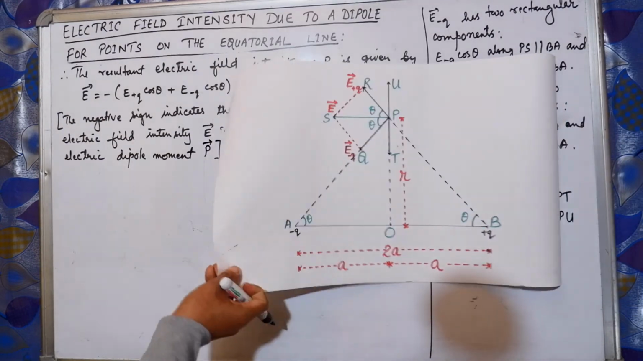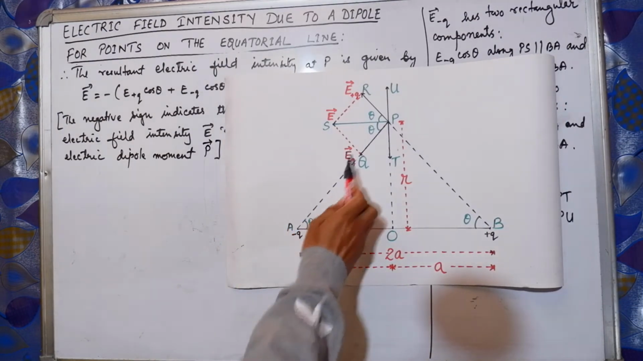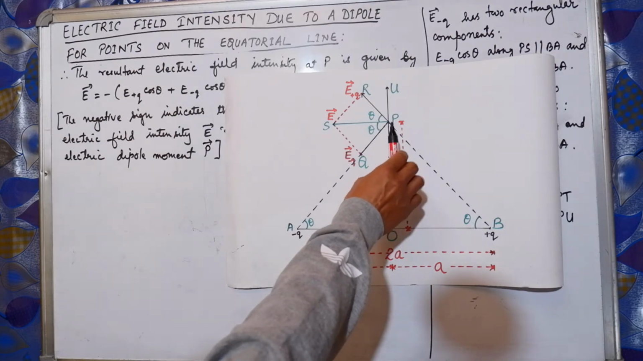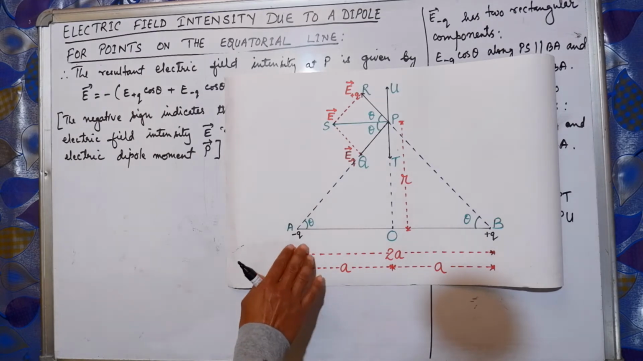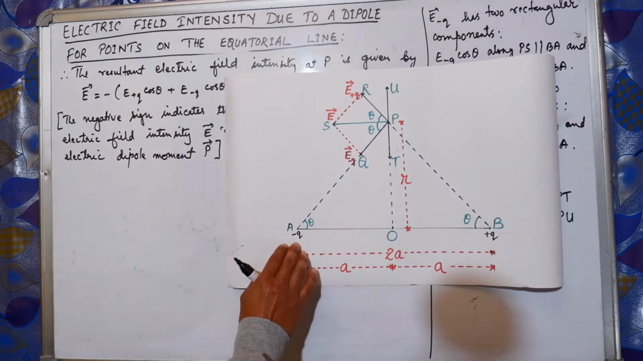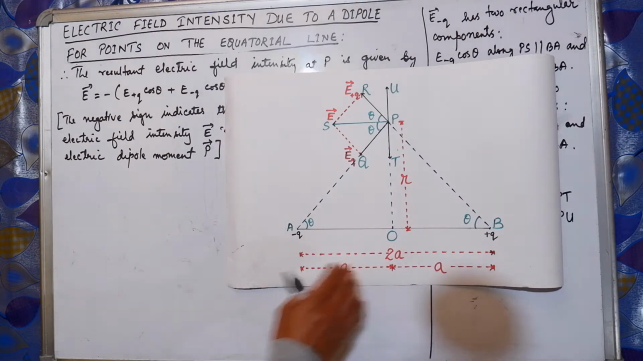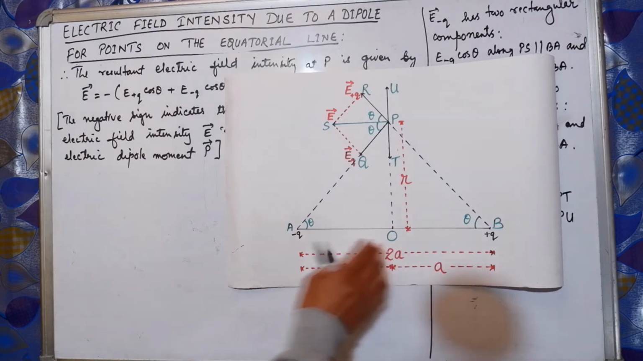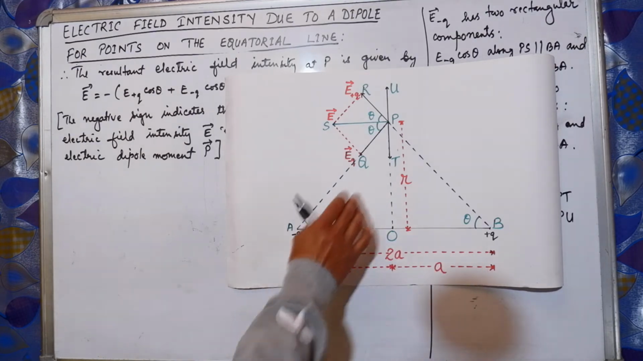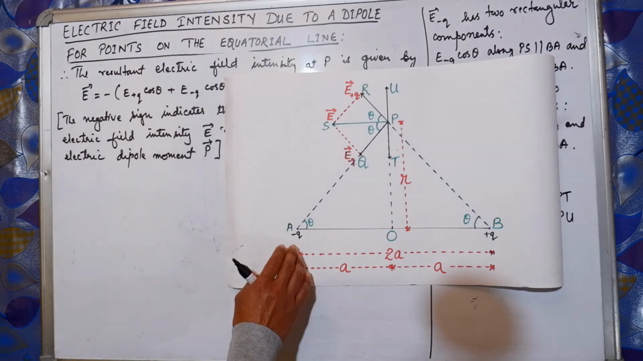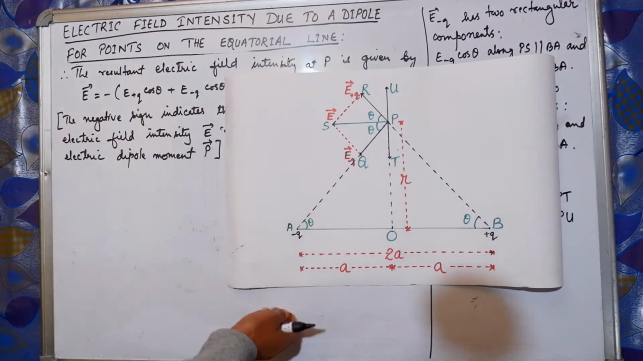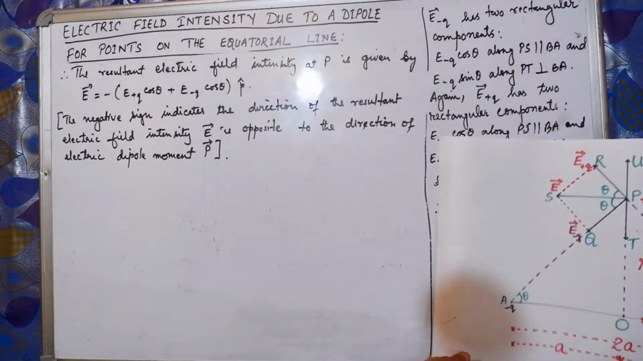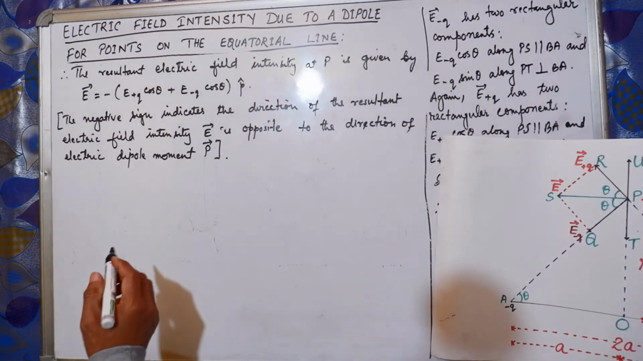If we look in this diagram also, we have seen that the resultant of the electric field at point P, that is E, is along PS, while the direction of the electric dipole moment is from the negative charge to the positive charge, so it will be along AB. So the two directions, one along PS and another along AB, are opposite to each other. As a result, that's why we write the minus sign here. Now let us continue to calculate.